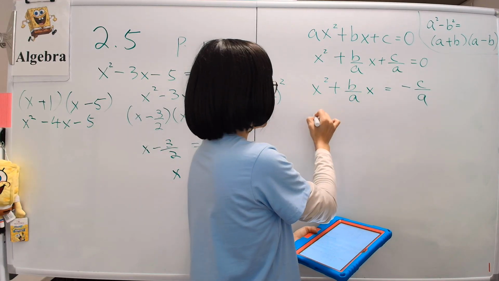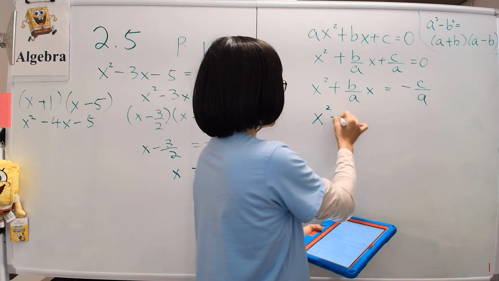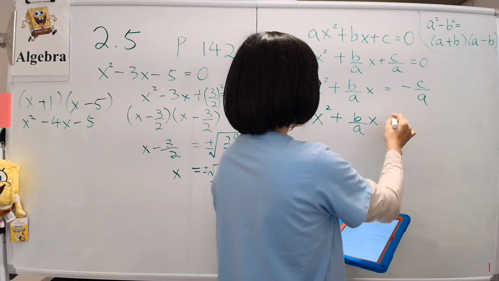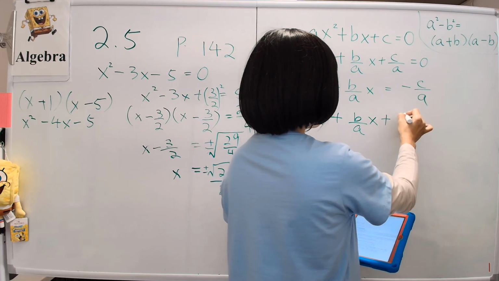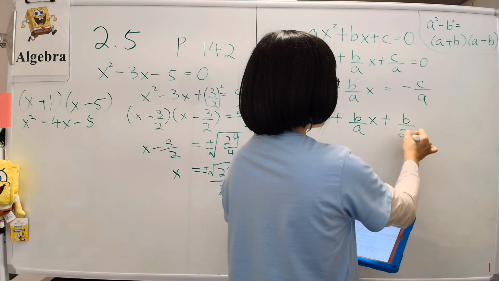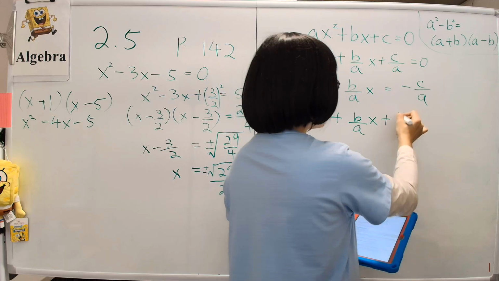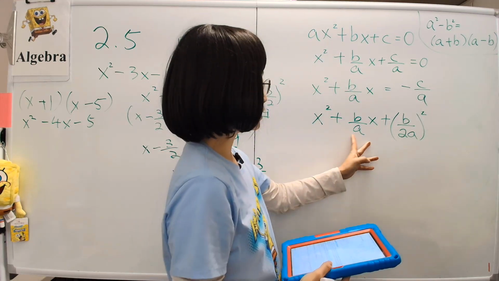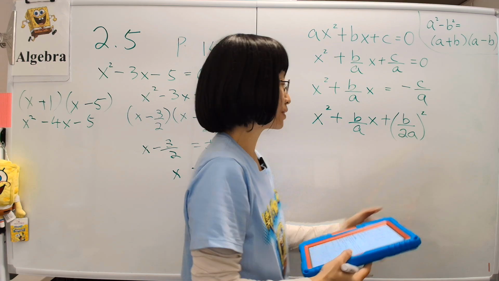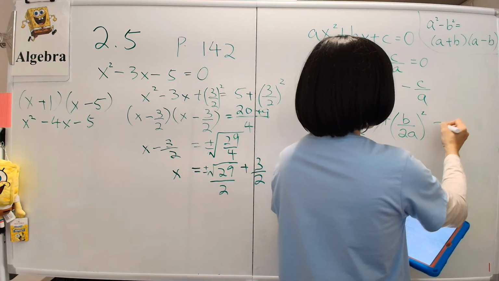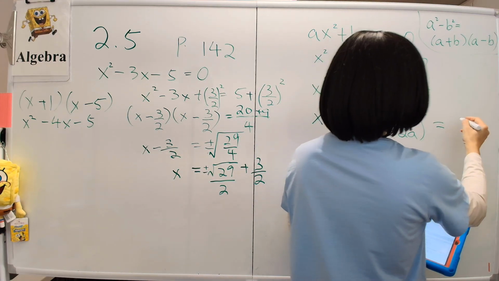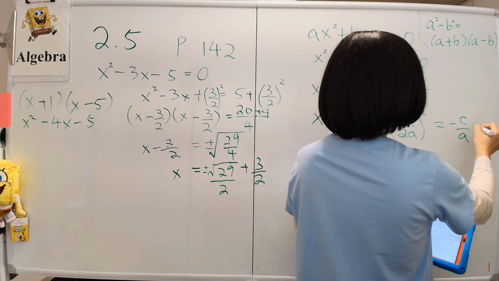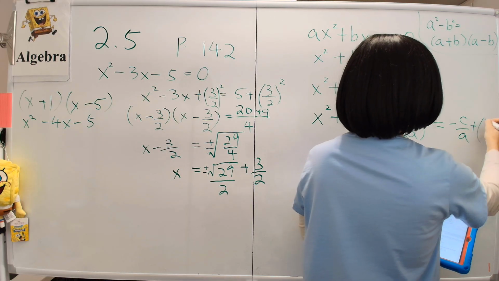Okay, so we have x squared plus b over a x. We'll take half of b over a, so it becomes b over 2a, right? That's half of b over a. And then we are going to square it. The reason for doing this is so that we make this into a perfect square. And to be fair, on the other side, we have minus c over a, and then we also add b over 2a squared.